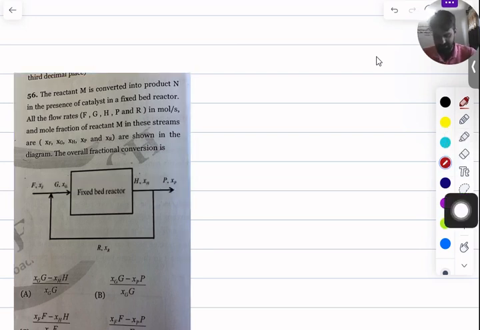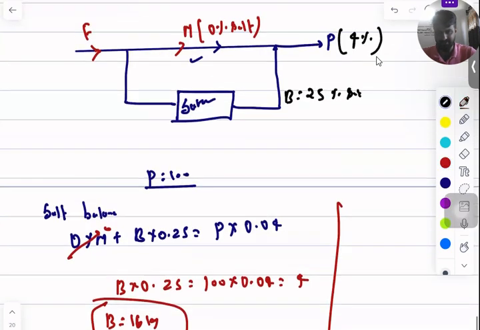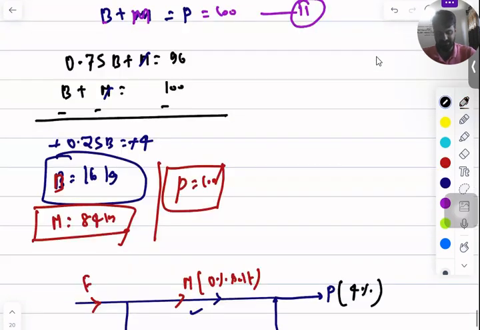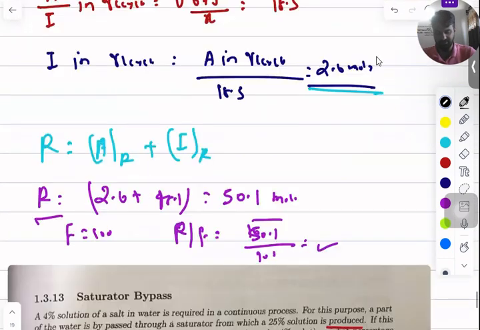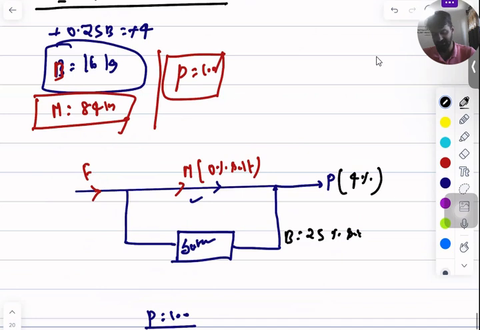In yesterday's lecture, you have seen I have discussed the recycle, bypass, and purge concepts. But today also I'll be talking about some deeper concepts about the recycle, bypass, and purge. And after that, we'll move towards the crystallization process.